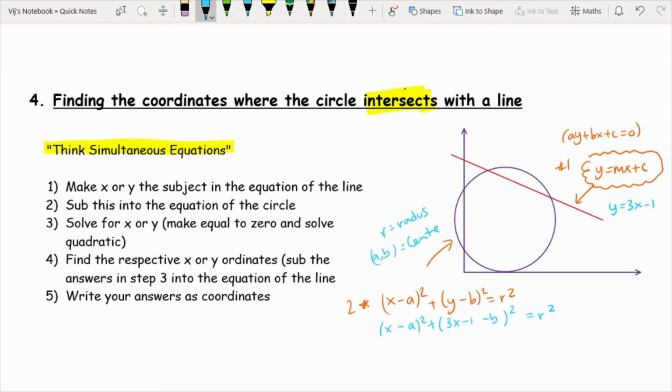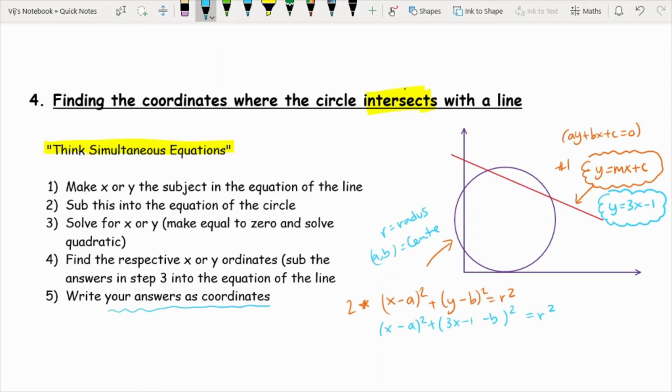Now once I've found those x ordinates, what I then want to do is substitute them back into the equation of a line, only because that's going to be the easier out of the two equations to find the respective y values. And again, as it is related to a graph, always write down your answers as coordinates.